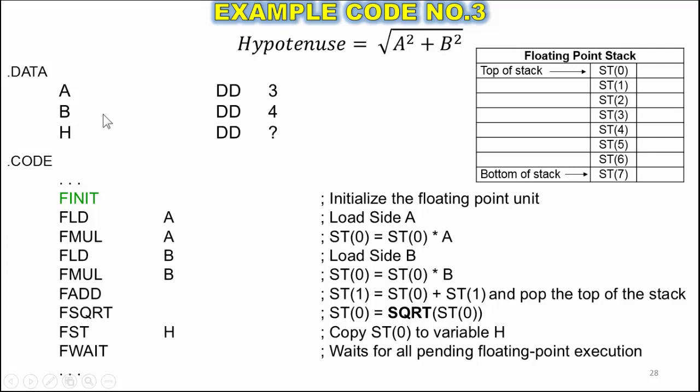In the data segment, I declared the variable A, assigned a double word data type, and initialized it to 3. The variable B, assigned a double word data type, and initialized to 4. The variable H, assigned a double word data type, and it is uninitialized. In the code segment, the finit command initializes the floating point unit.